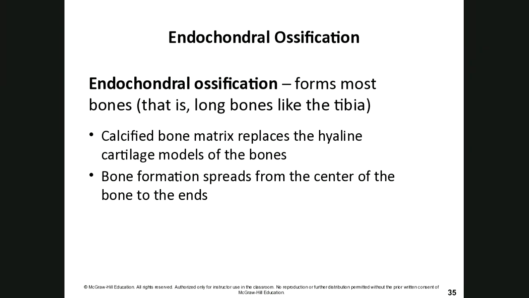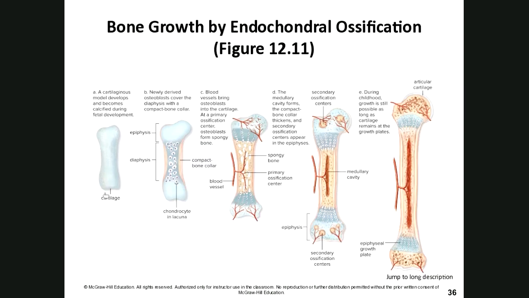Now, endochondral ossification is going to form most of your long bones. That is bones like your femur, your humerus, your tibia, your fibula. All of those bones are formed by endochondral ossification. There are approximately five steps to endochondral ossification. The process, for the most part, begins with the bone matrix replacing the hyaline cartilage models of the bones, and that bone formation spreads from the center until it gets to the epiphysis. Here we have the cartilaginous model that begins to develop during fetal development. This is the model of the bone itself.